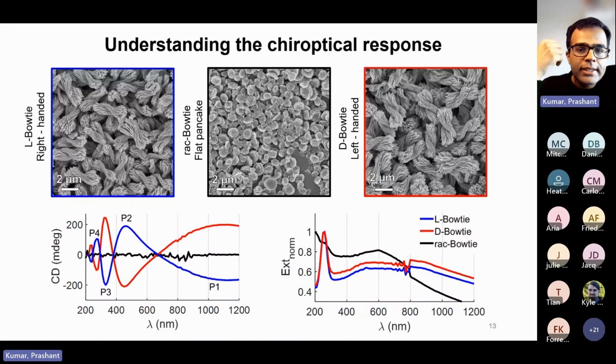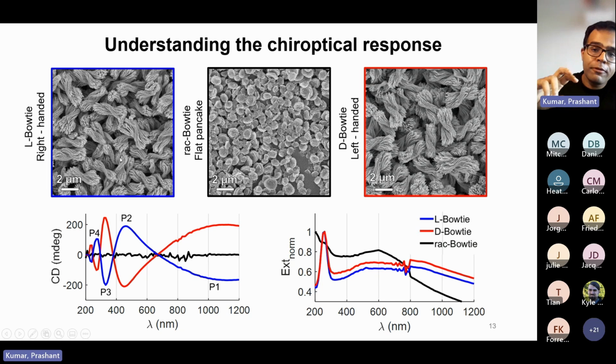So to understand the chiroptical response of the material, let's look at the bowties and how their chirality is affecting the CD signal. This is a very standard test that anybody who makes chiral materials does. What I'm showing here on the top left is that when we start with the L-cystine molecule, we get these right-handed bowties. The SEM image looks something like this, and the blue CD spectra corresponds to these right-handed bowties.